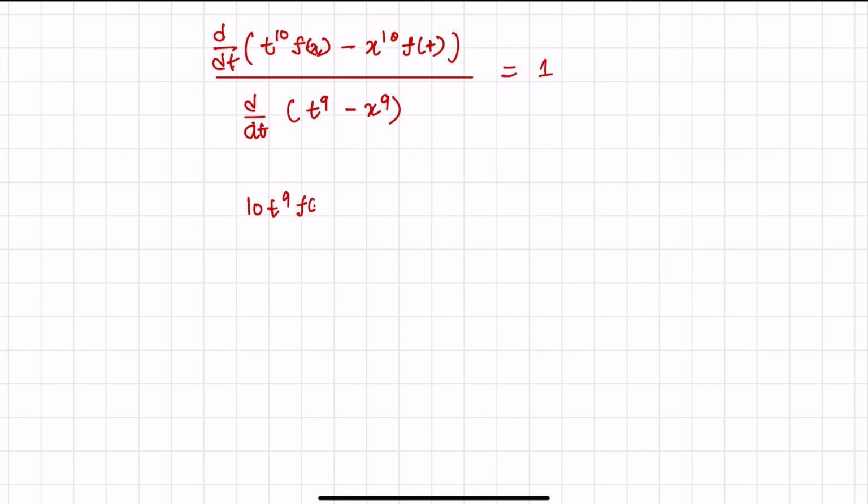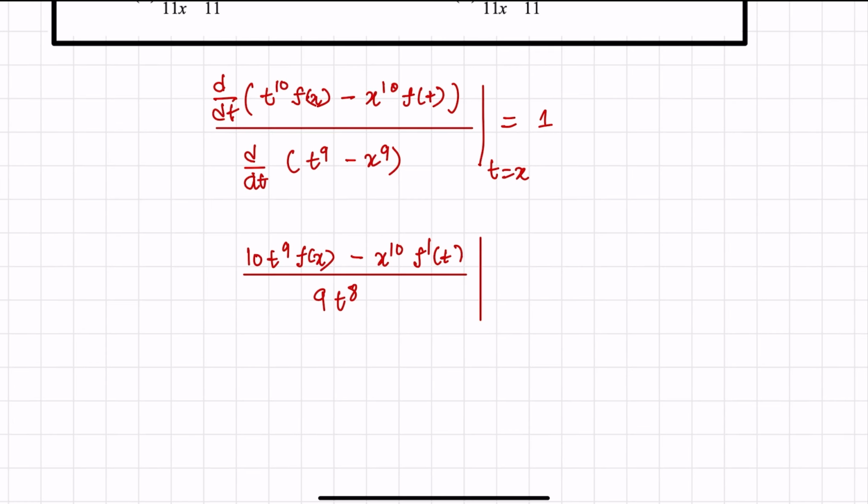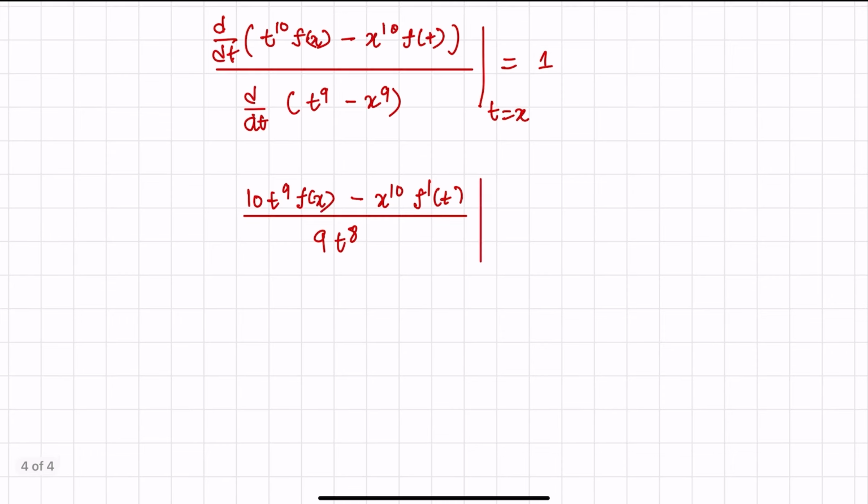T to the power 10 and f of x, this is the constant, you don't really care, and this is x to the power 10, and here you put t is equal to x. Okay, and you have this very good answer here. Now the denominator is very easy. It's 9 times t to the power 8. x is constant, so it's 0. And so here t is equal to x is equal to 1.